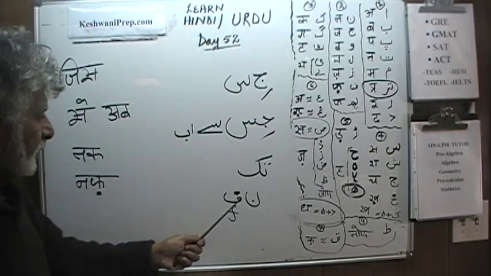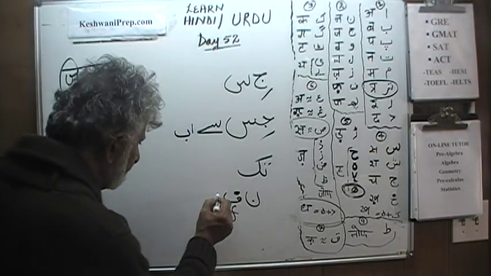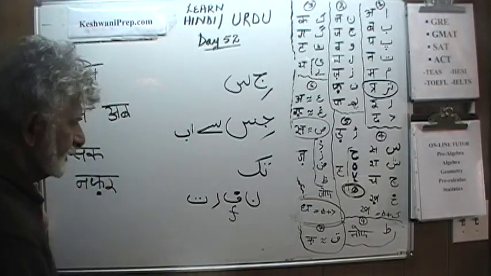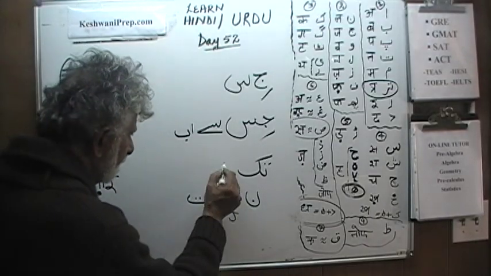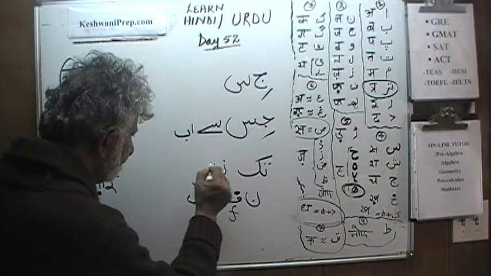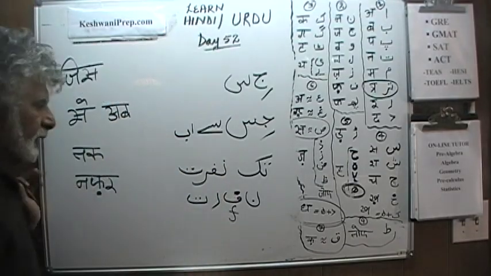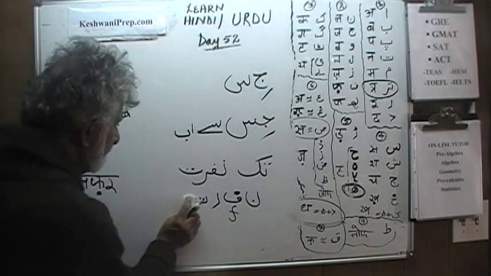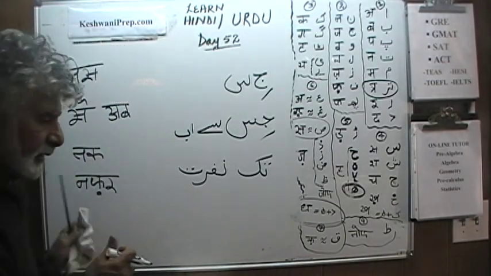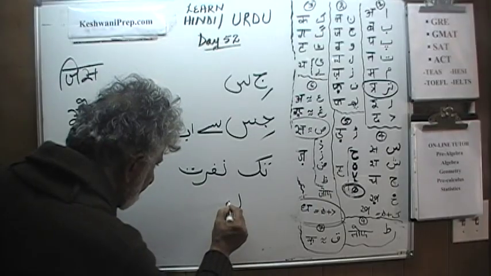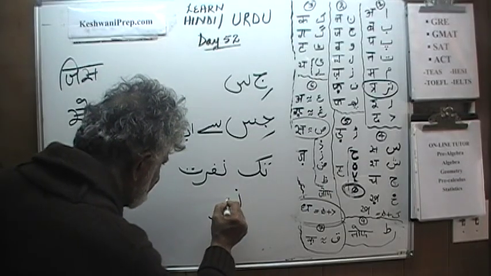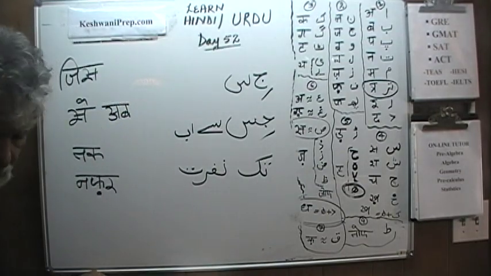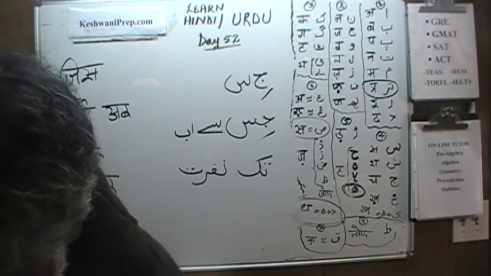Just say ab tak nafrat. Naf-ra-ta. Nafrat. Let's put it together. So na, fa, ra, and the ta. That's what it is. Very simple. Let's write it one more time. Nafrat. There is your na, then a fa, then a ra, and then a ta. Nafrat means to hate someone, to dislike someone vehemently.